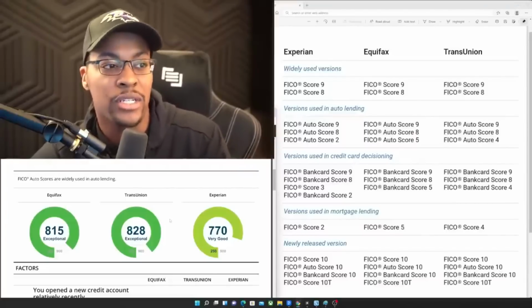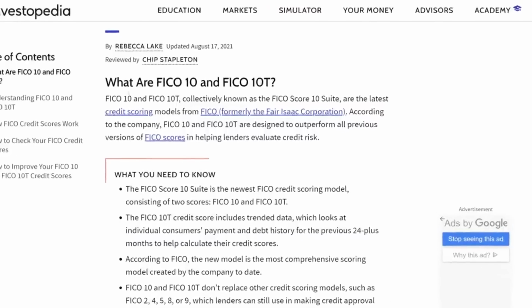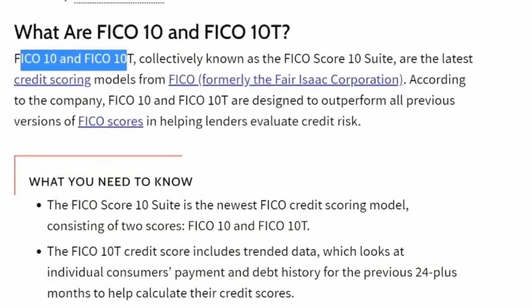Different formulations. Now let's talk about FICO 10. So FICO 10 has two different types. So you have a FICO 10 and then you have a FICO 10T.